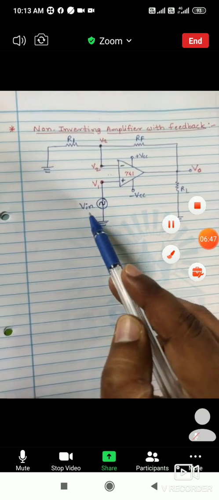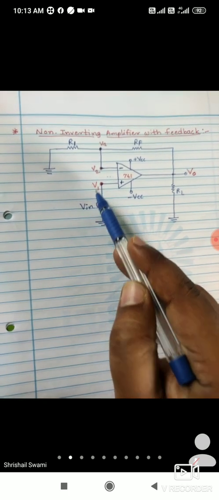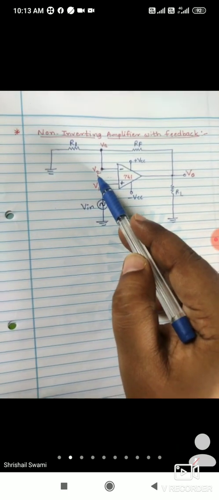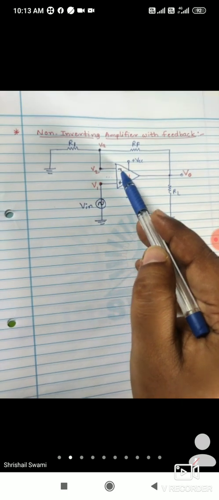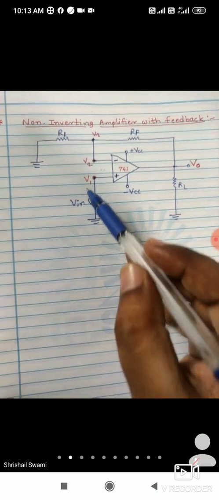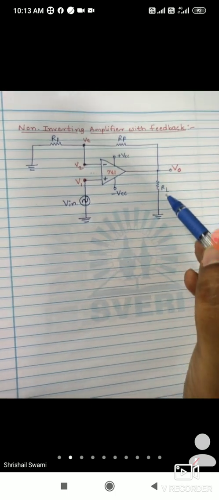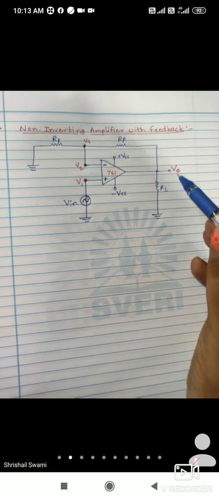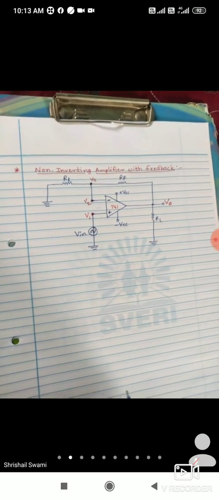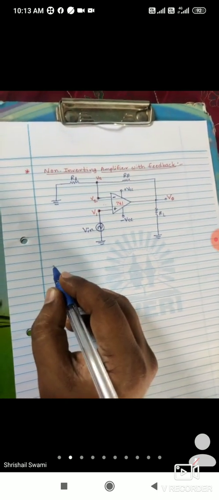See here, this is the non-inverting amplifier with the feedback. The input voltage Vin is applied at the non-inverting terminal, so V1 is equal to Vin. The V2 voltage is the voltage at the inverting terminal. RF and R1 form the feedback network, so the same V2 voltage is there. The output is taken across the load resistor between pin number 6 and ground. This is the description of the non-inverting amplifier.